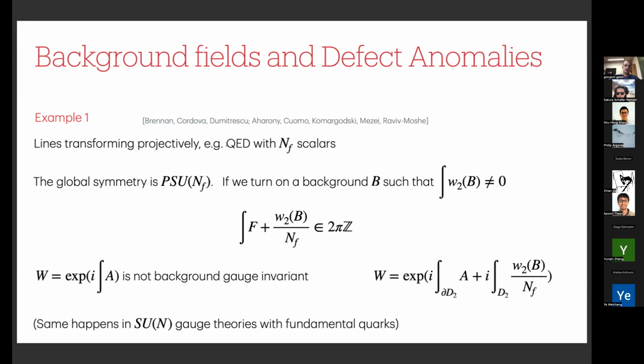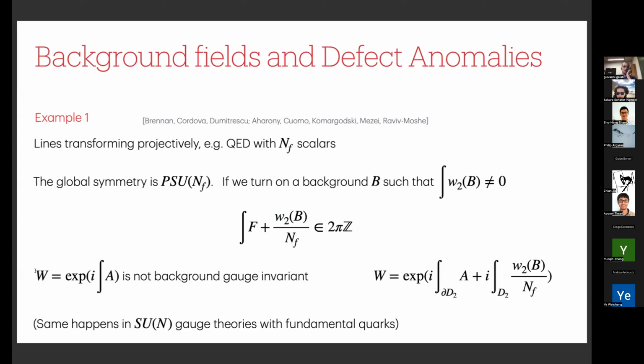So for example, let's consider quantum electrodynamics with N_F scalars. We know that the global symmetry of the bulk theory is PSU(N_F) instead of SU(N_F), just because the center of SU(N_F) is part of the gauge group of the theory. And therefore, we can turn on background gauge fields for this PSU(N) global symmetry, such that the Stiefel-Whitney class is different from 0, or at least it's integral. And this implies that the Chern class of the U(1) gauge field is now fractionalized, with a fractional part which is fixed by the Stiefel-Whitney class of the background gauge fields.